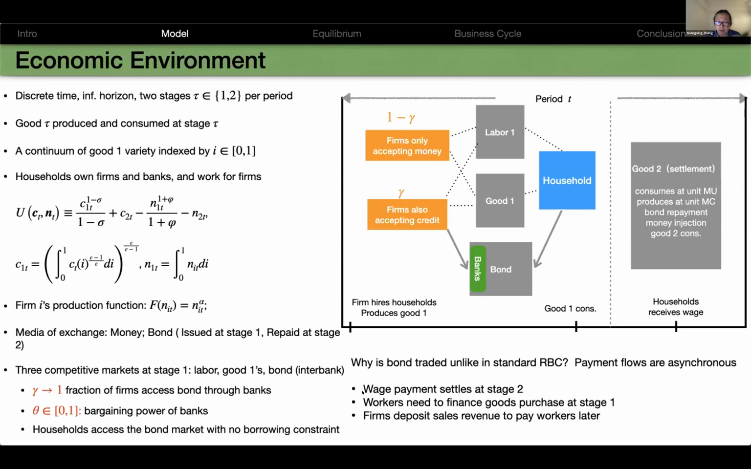We assume that the wage payment, which the firm pays the worker, is only paid later at stage two. It's settled way after the firm receives revenue from sales. The sales and wage payment don't happen at the same time. Workers who need to buy consumption goods at stage one haven't received the wage payment yet. For them to buy consumption goods, they either hold some money from the period before, or issue or sell bonds. That's why there's borrowing by the worker. Then when the firm receives revenue, it needs to wait until stage two to pay the worker. So that's why the firm needs to deposit those sales revenues. Then there will be gross trading of those bonds.